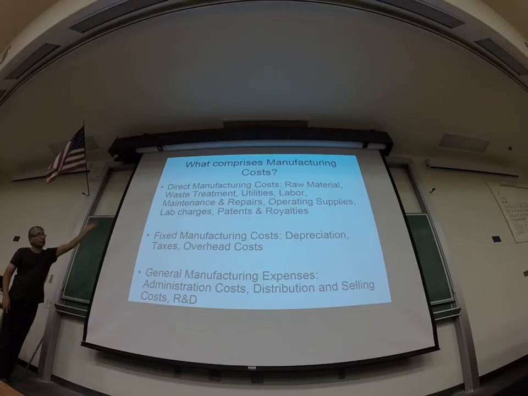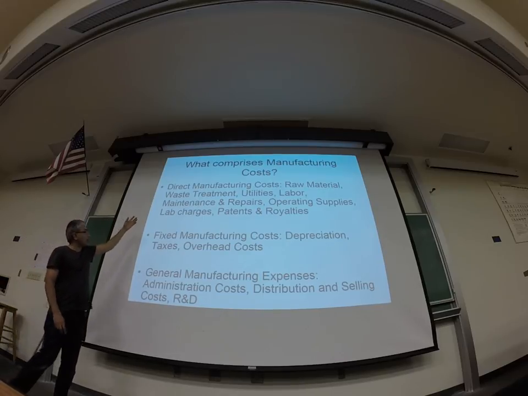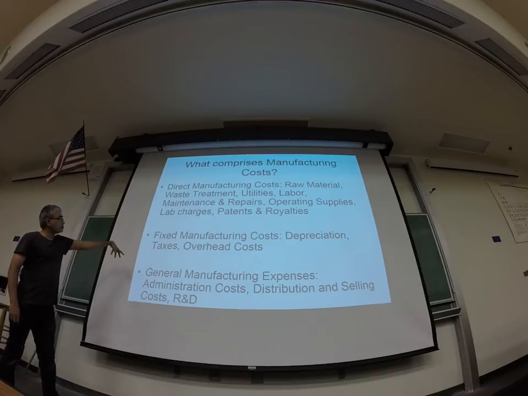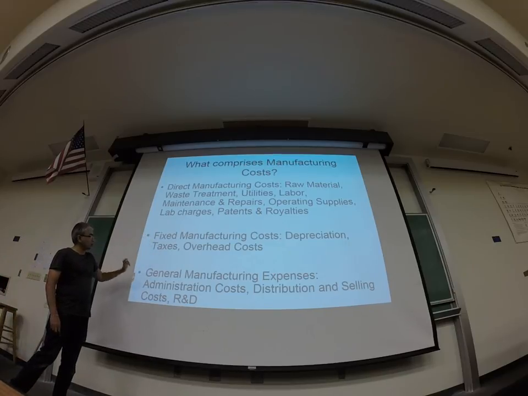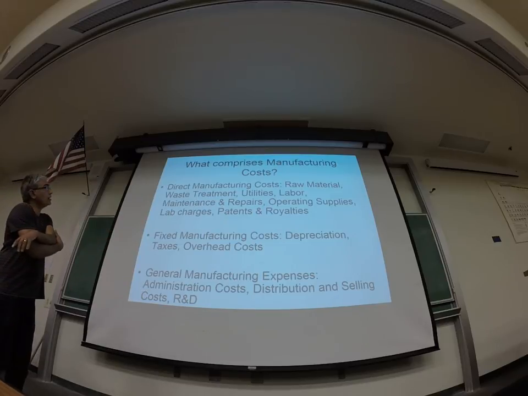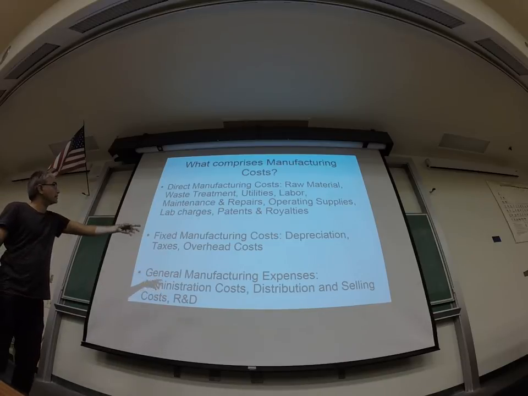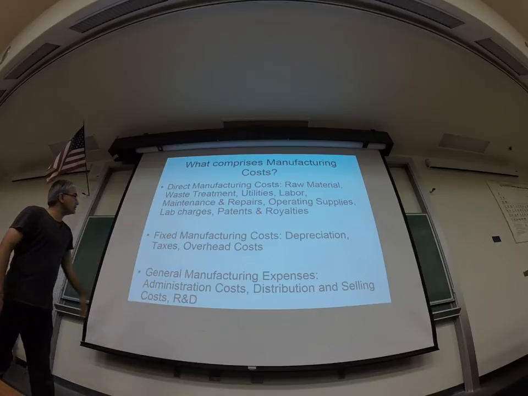So this is what goes into the cost of manufacturing. There are direct manufacturing costs, and then indirect costs, which can be broken up into fixed manufacturing costs and general manufacturing expenses. The categories are all quite self-explanatory. The direct costs are essentially directly related to the production: cost of raw material, waste treatment, utilities, labor, maintenance and repairs, supplies, labs, patents and royalties.